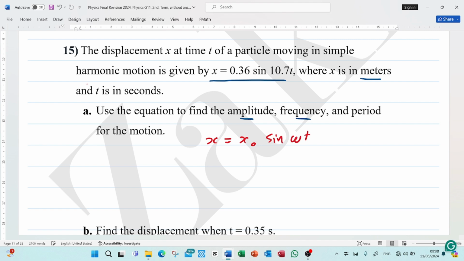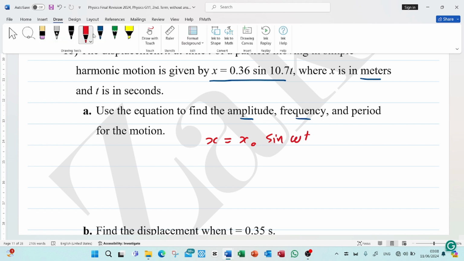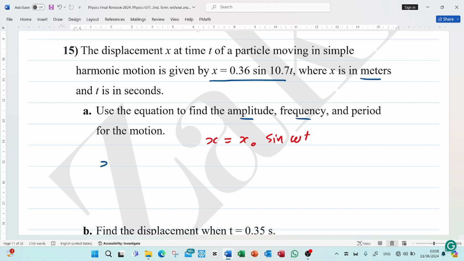By comparison, we can get x naught directly. So the amplitude x naught equals 0.36 meter, and the angular frequency omega equals 10.7 radian per second. From this we can get the frequency.